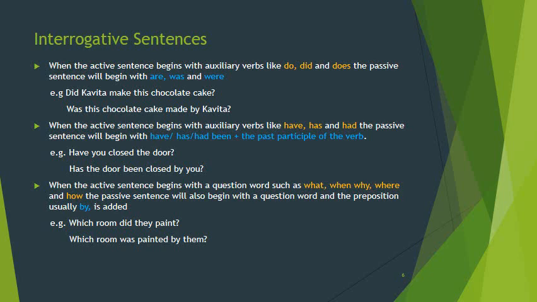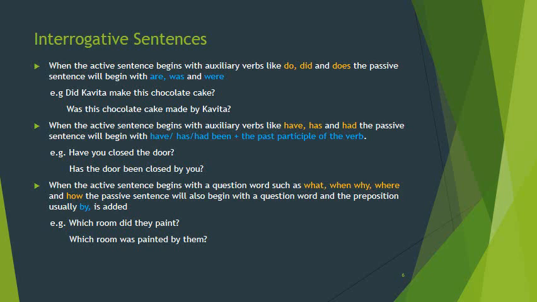Next is, when the active sentence begins with auxiliary verbs like have, has and had, the passive sentence will begin with have, has, had been plus past participle of the verb. For example, have you closed the door? Has the door been closed by you?